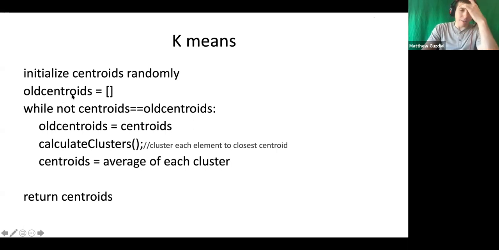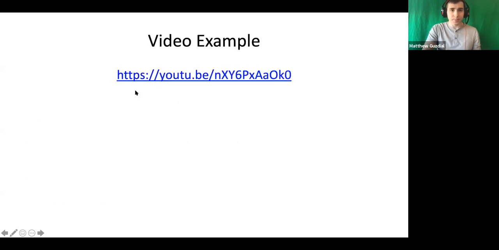Then we're going to have also a list of old centroids. We need that to be able to figure out if our centroids are still changing. That's the whole point. We're going to check while our old centroids are not equal to our new centroids. We want to set our old centroids to our new centroids, and calculate our clusters, which is basically we're going to cluster or map or connect each element to its closest centroid. And then finally, we're going to calculate some new centroids. This is what I meant about the centroids changing, which is going to be the average of each cluster. And then finally, we'll return the centroids.